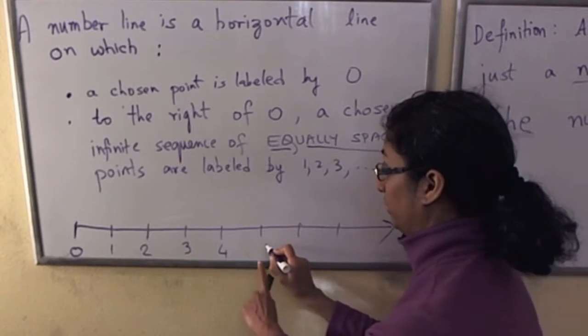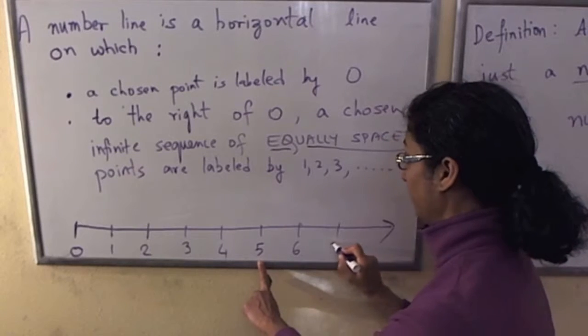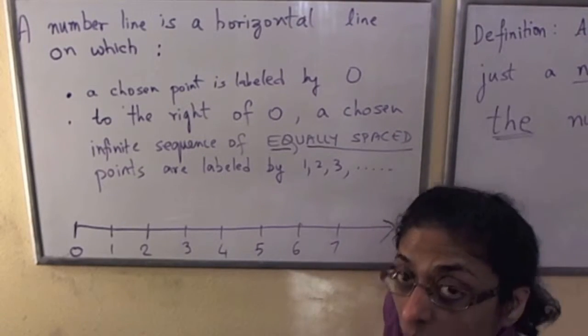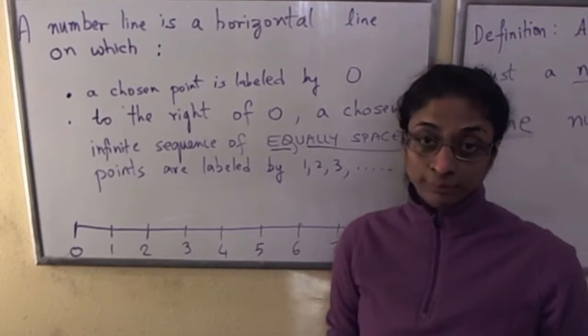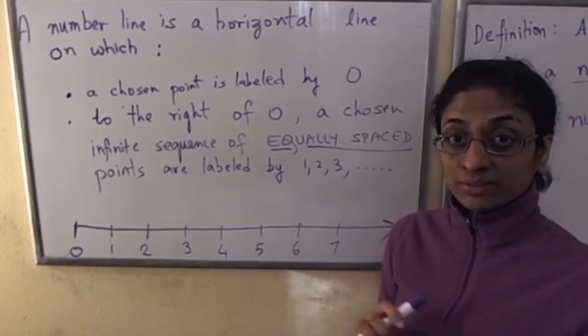4, 5, 6, 7, and so on. So what we've just drawn is a number line. So let me say a few things.